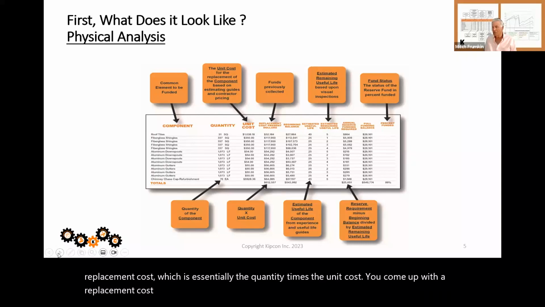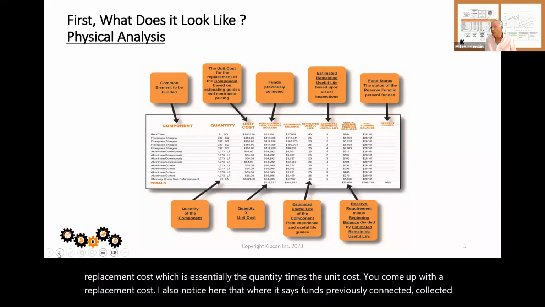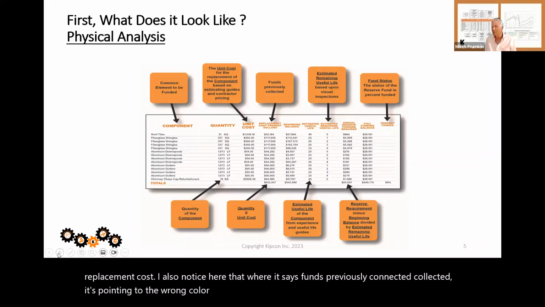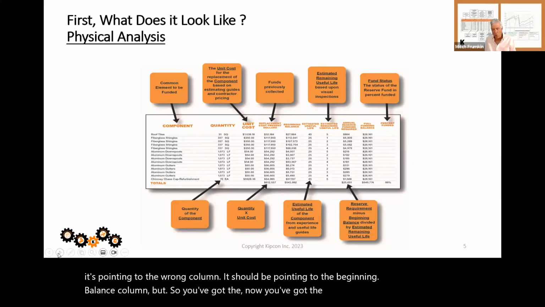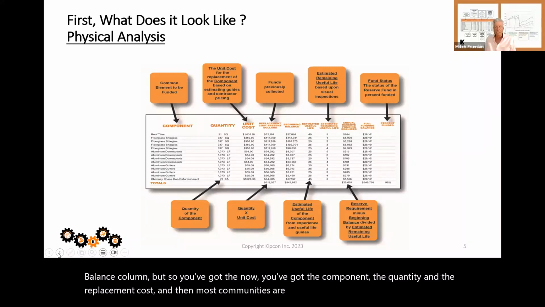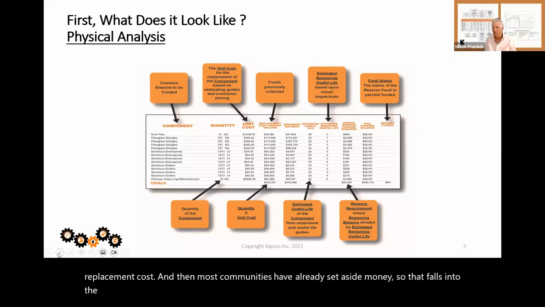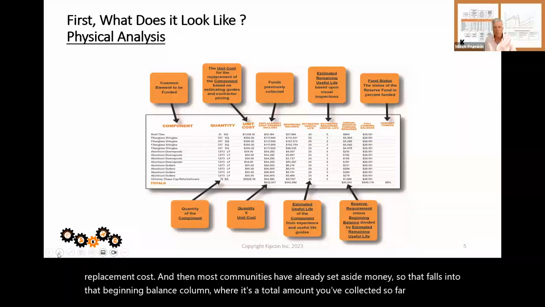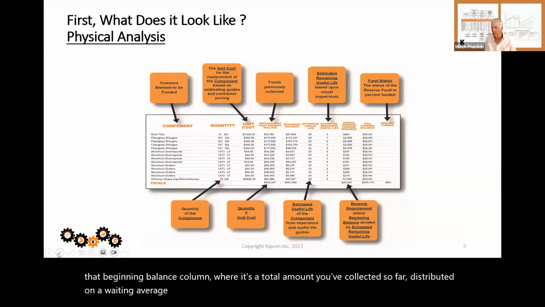I also notice here that where it says funds previously collected, it's pointing to the wrong column. It should be pointing to the beginning balance column. But so you've got the component, the quantity, and the replacement cost. And then most communities have already set aside money. So that falls into that beginning balance column, where it's the total amount you've collected so far, distributed on a weighted average to each of the different components.